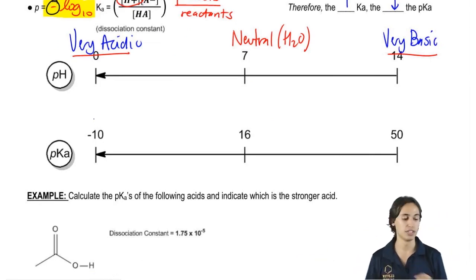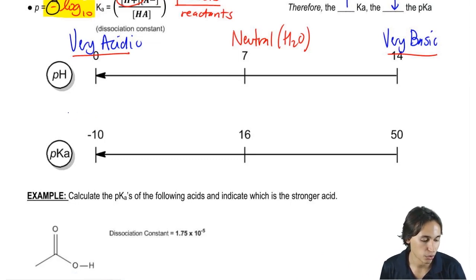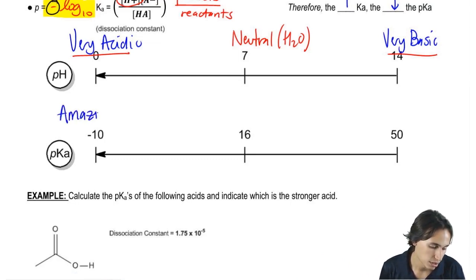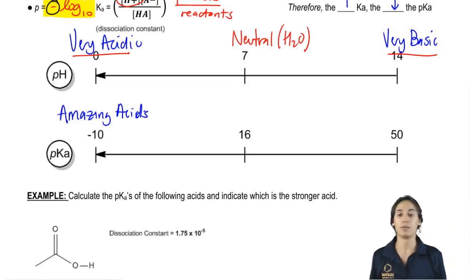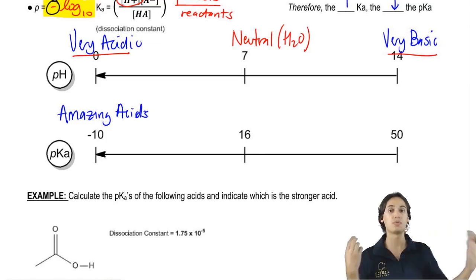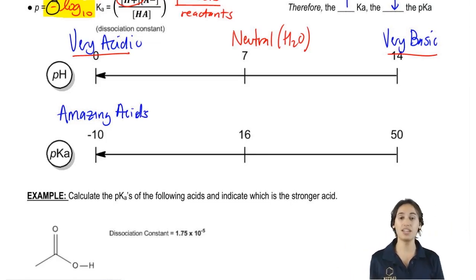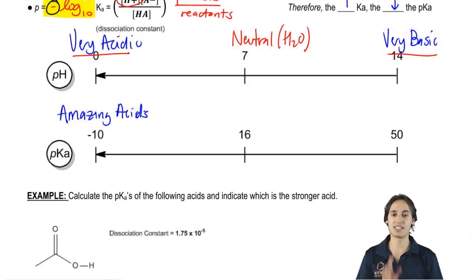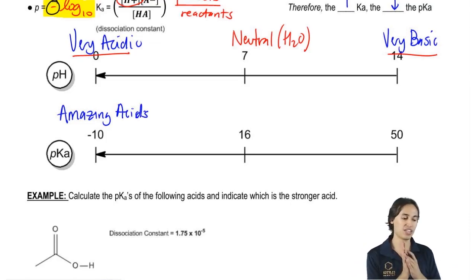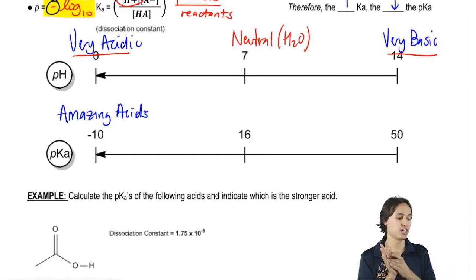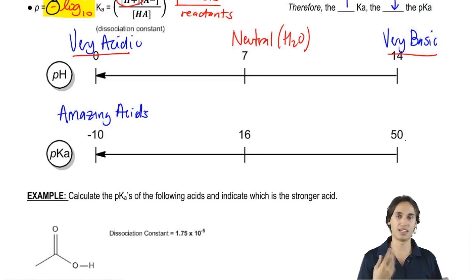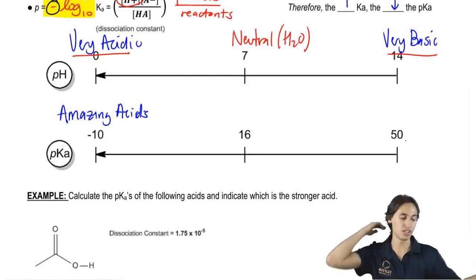So for pKa, about the lowest pKa that you can get without being a crazy molecule is around -10. And these are going to be the most amazing acids. Remember that pKa has to do with how much it wants to be an acid, okay? So -10 is going to be like the most amazing acids ever. And then it turns out that the scale is about from -10 to about 50.